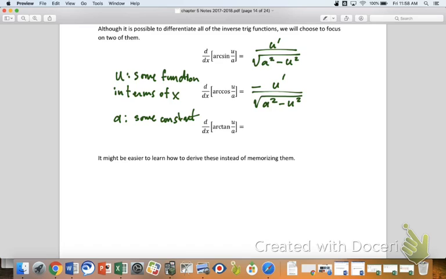I don't think we'll prove that one. The last one we will prove, though. This is arctangent. The derivative of arctangent is a little bit different. It's u prime times a over a squared plus u squared, with no square roots.